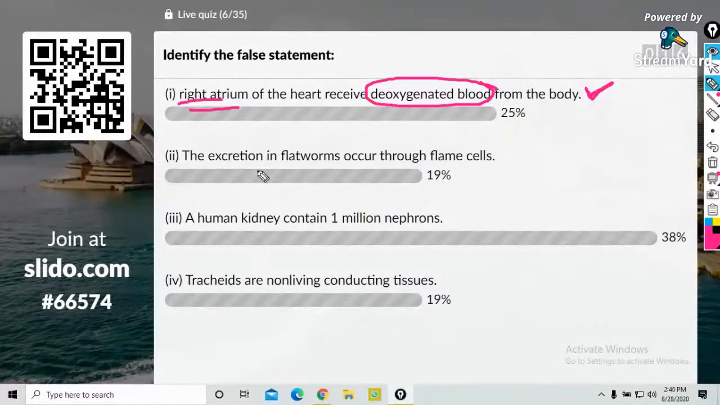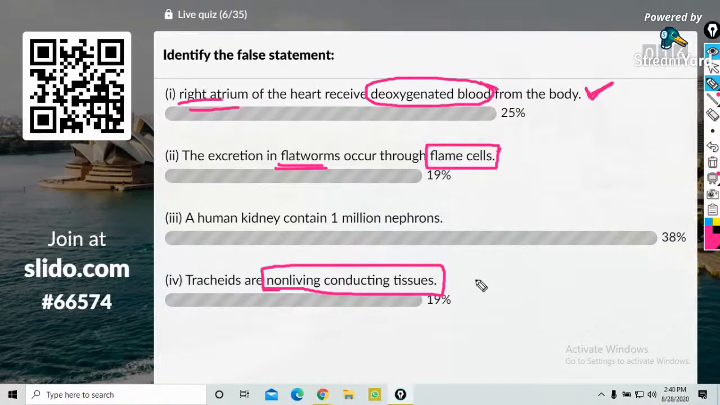Next, the excretion in flatworm occurs through flame cells. Students, you might know, yesterday also I said the same explanation. Guys, look at this statement. Tracheids are non-living conducting tissue. That is a true statement. This is also a true statement. Flame cell is an organ of excretion. Human kidney contains 1 million nephrons.